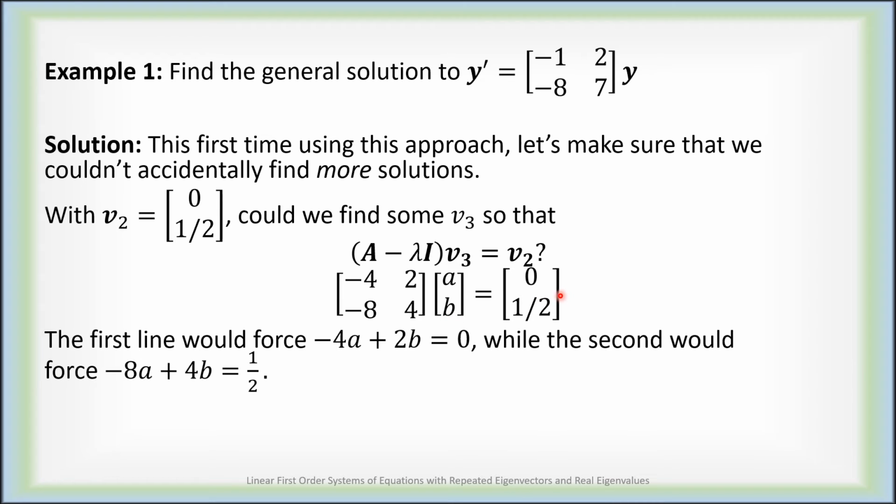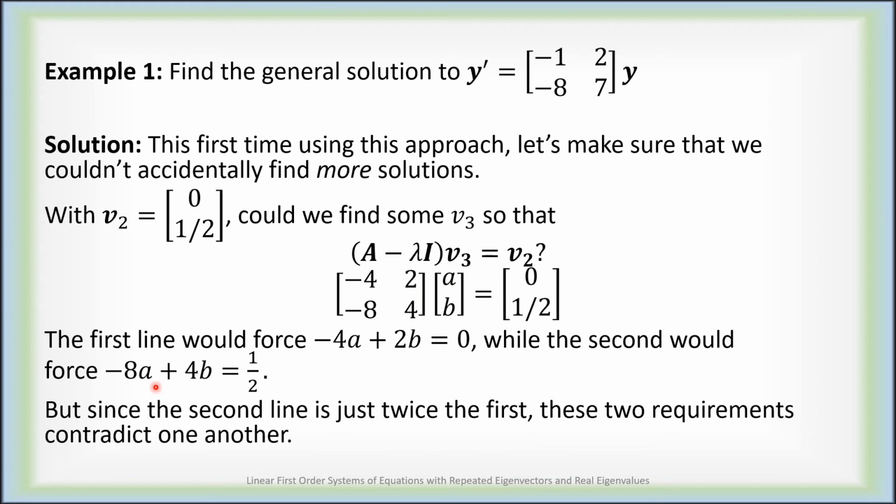Now the first line forces negative 4a plus 2b equals 0. But the second line forces negative 8a plus 4b equals 1/2. The second line, however, negative 8a plus 4b, is just twice negative 4a plus 2b. But 1/2 is not 2 times 0, so the two requirements contradict one another. In other words, there is no vector v3 that can possibly solve this. So it's not possible to extend the backwards generated Jordan chain any further.